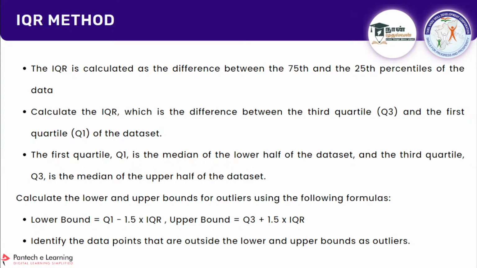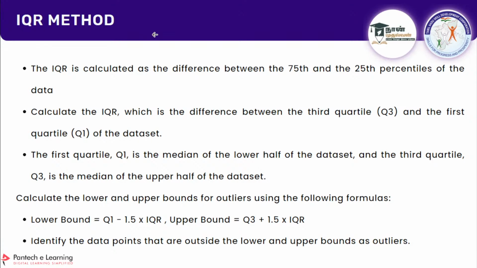Okay, the IQR is calculated as the difference between the 75th and the 25th percentile of the data. So they calculate the IQR, which is the difference between the third quartile, which is nothing but the 75th, and the first quartile, which is nothing but the 25th. The first quartile Q1 is the median of the lower half of the data set. If you split that, the 25th, the median, and then the 75th, it's Q3.